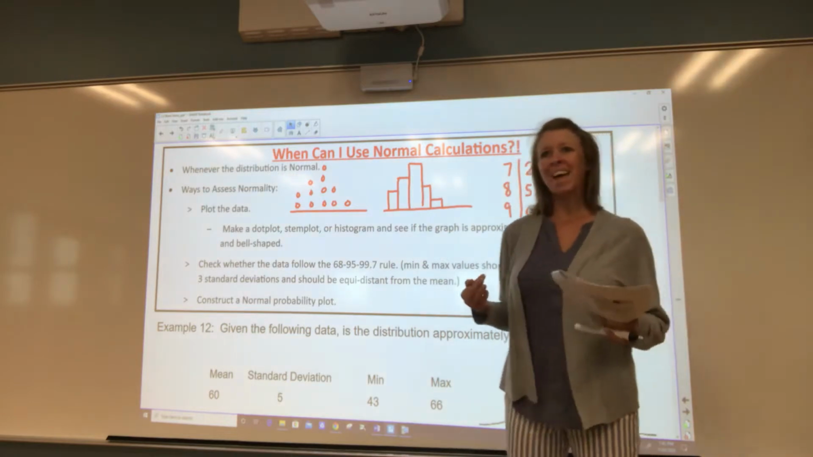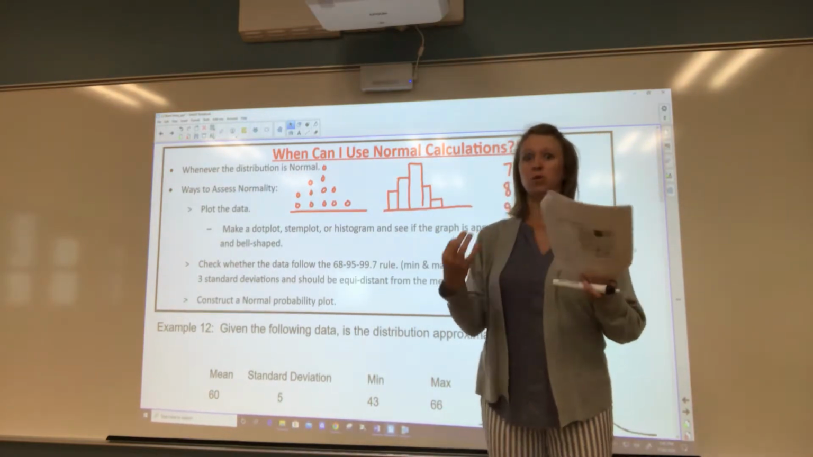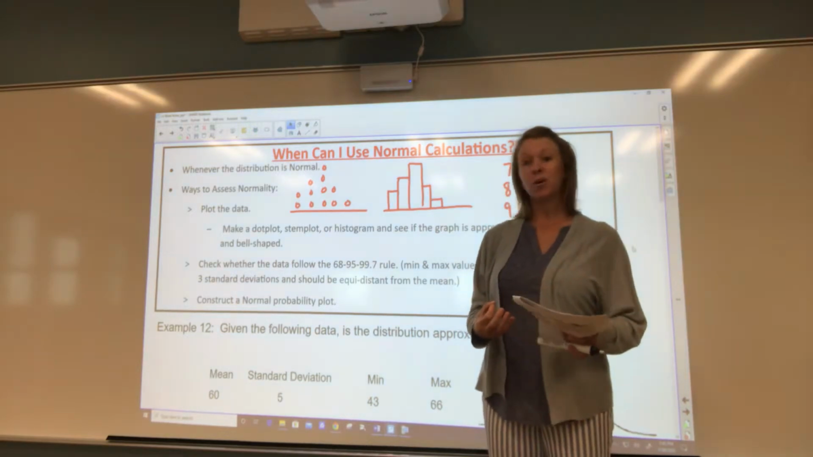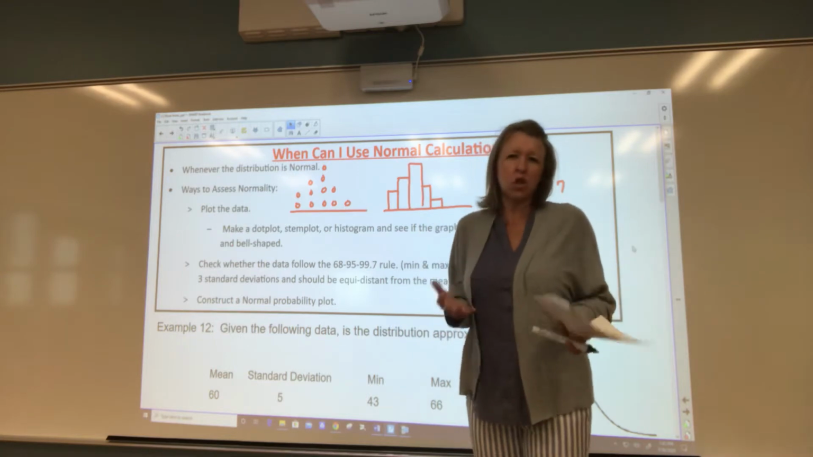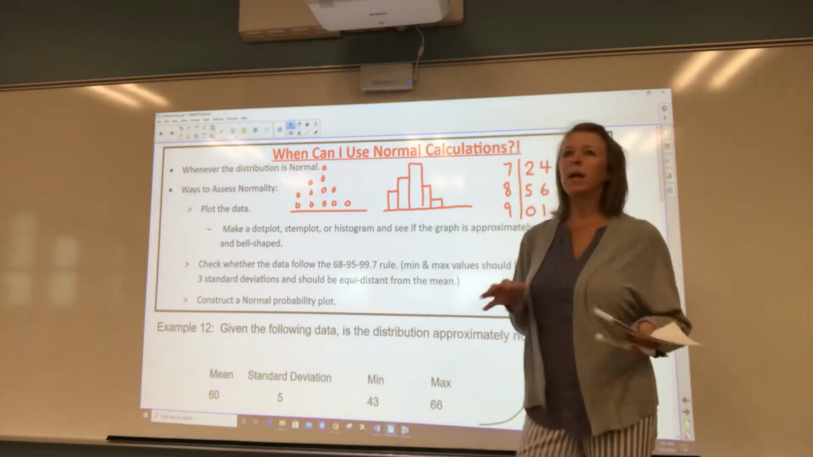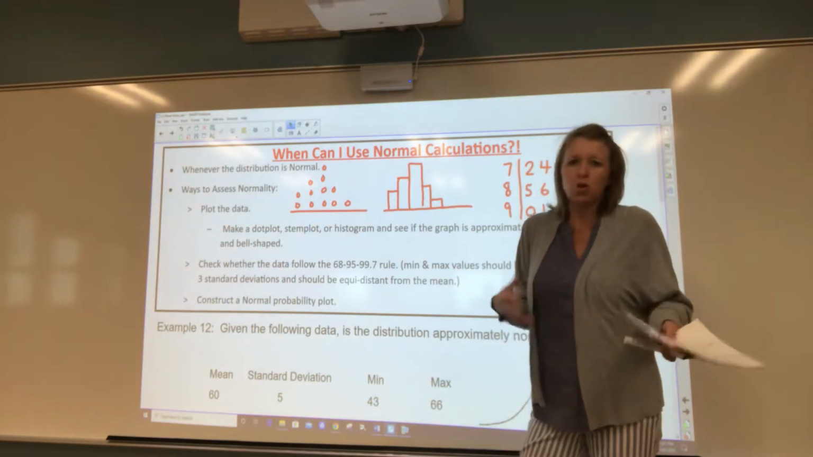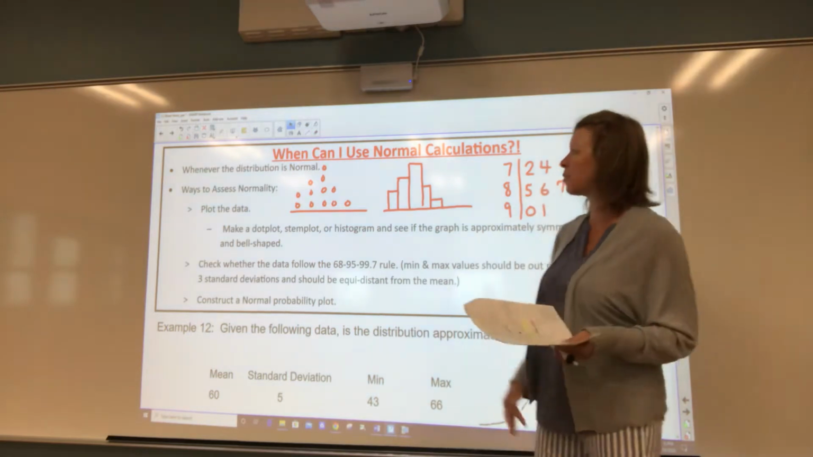But I've been saying that a problem has to give you the rights to be able to use those normal features on the calculator or to use that standard normal table. It has to mention that the shape is normal, okay? So I want to talk a little bit here about when it is that you can use these normal calculations, like normal CDF, inverse norm, and table A.